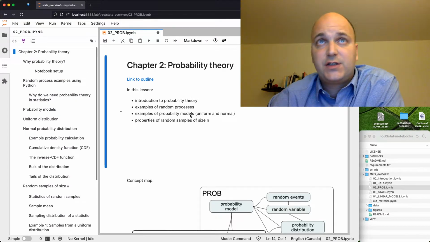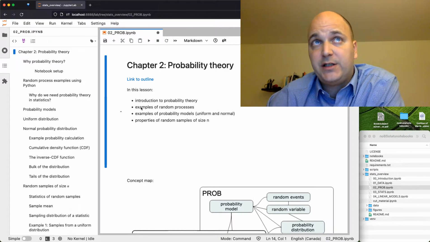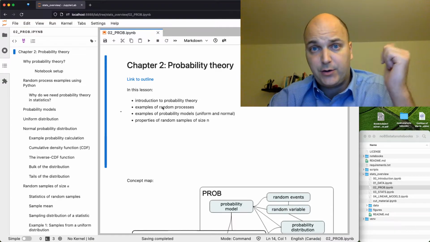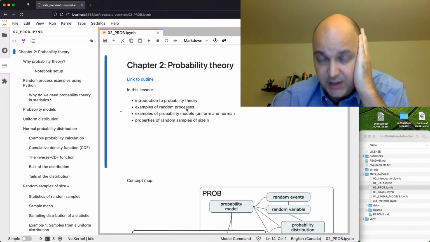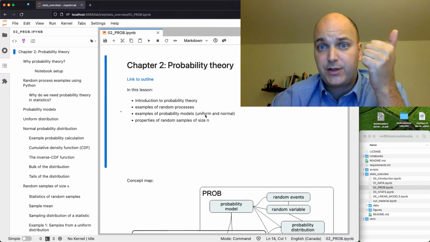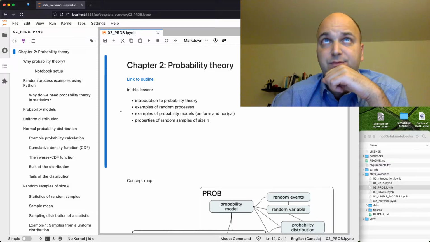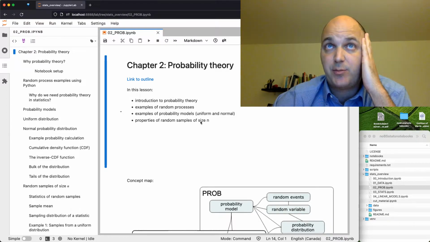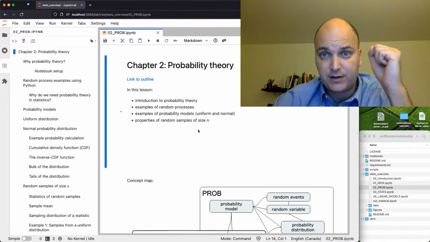So what is this tutorial going to be about? It's about probability, a general introduction, and random events, like flipping a coin, things like that, and about probability models in general, and we'll talk about two particular examples: the uniform distribution and the normal distribution. So that's probability in general, and specifically for statistics we're going to talk about samples. So when you have a random sample, you can talk about the properties of a random sample.